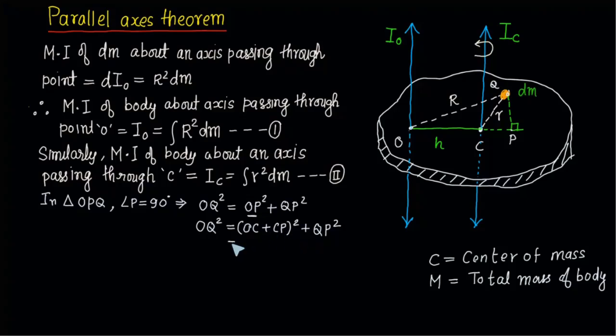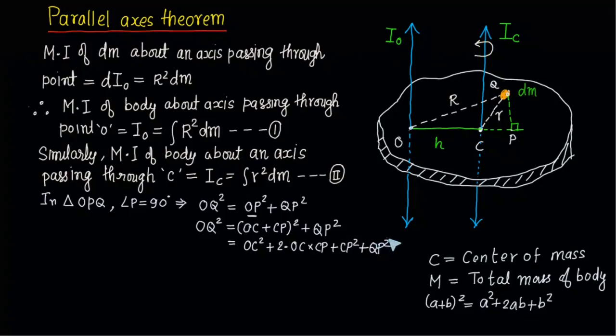And if I expand this, this is going to be OC square plus 2 times OC times CP plus CP square. The expansion of A plus B the whole square I have used, so A square plus 2AB plus B square. And here QP square will be as it is. Please remember, we have used the expression A plus B the whole square, which is A square plus 2AB plus B square. So the same expression I have used here.